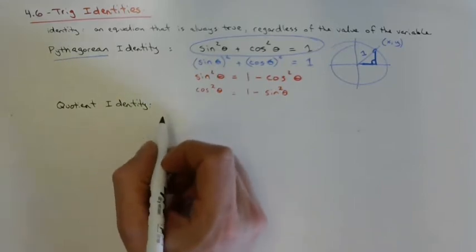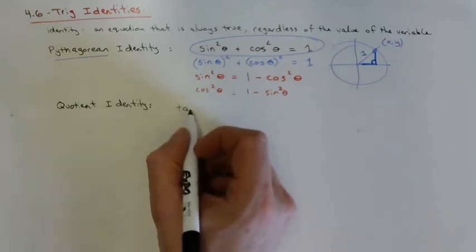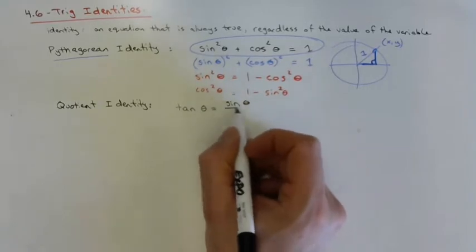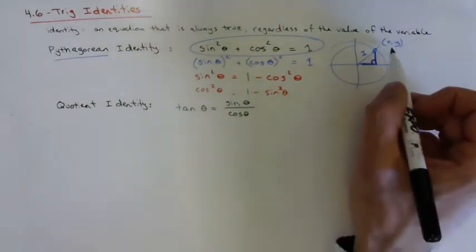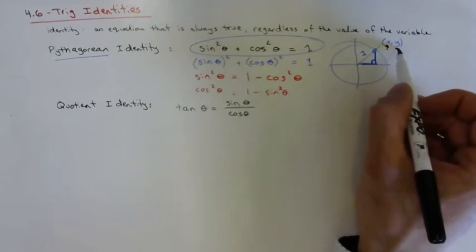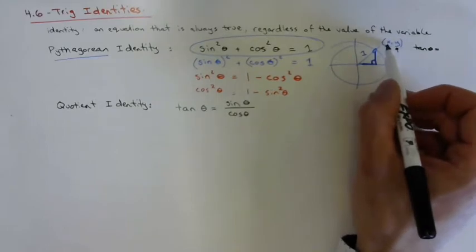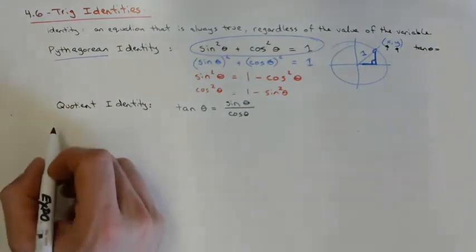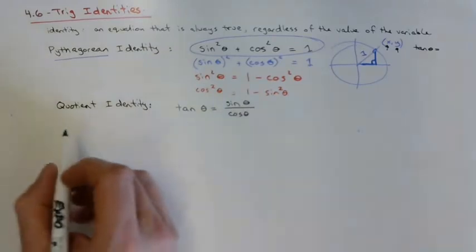The quotient identity is a way of replacing tan with something that's easier to work with. It says that the tan of theta is actually equal to sine of theta over cosine of theta. Now again, that's something you already knew, because you know that the cosine of theta corresponds to the value of x, the sine of theta corresponds to the value of y, and the tan of theta is what? Y over x, sine over cosine. Okay, you've done that before. We're just putting it together and using it in a different way. So that's the quotient identity. It allows us to get rid of tan because sine and cosine are easier to work with.